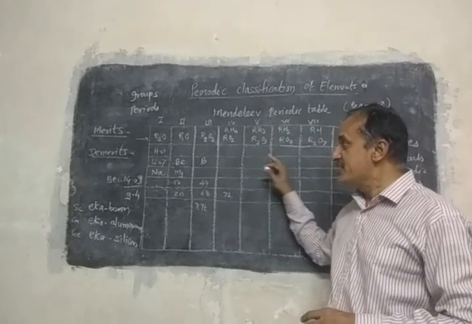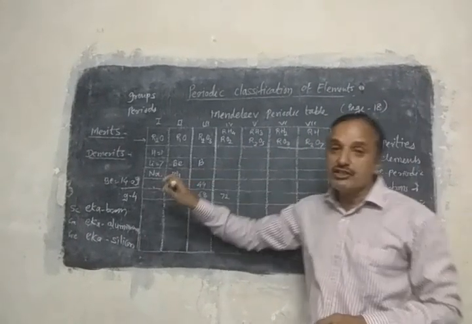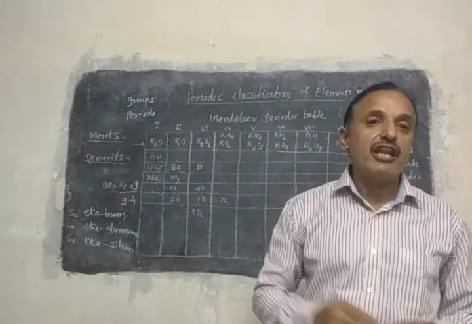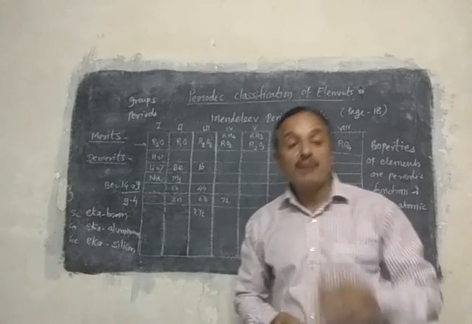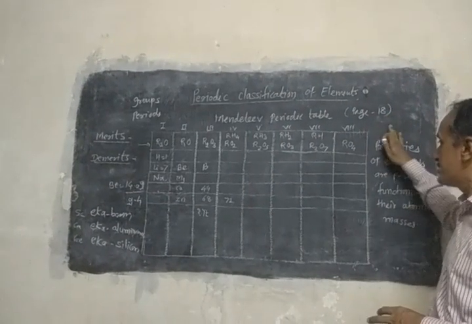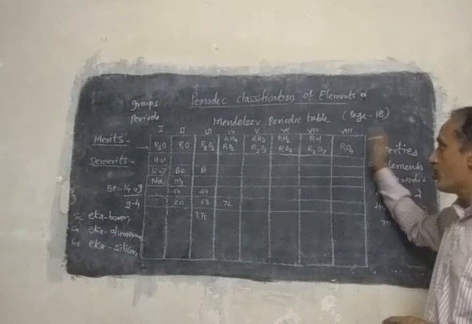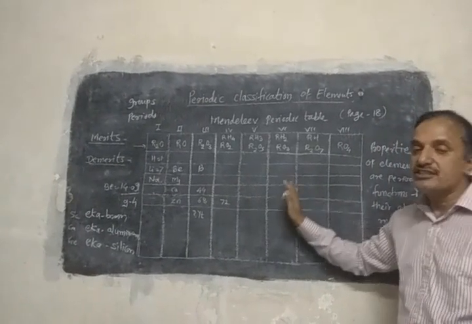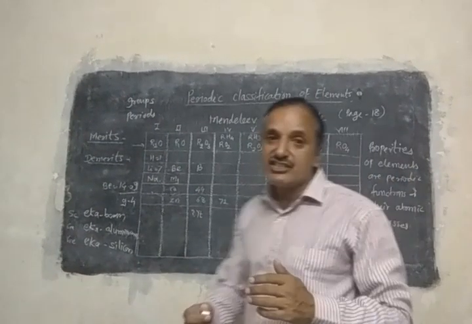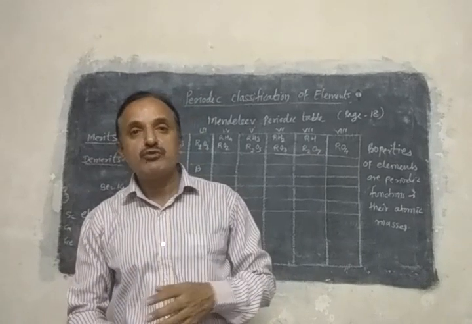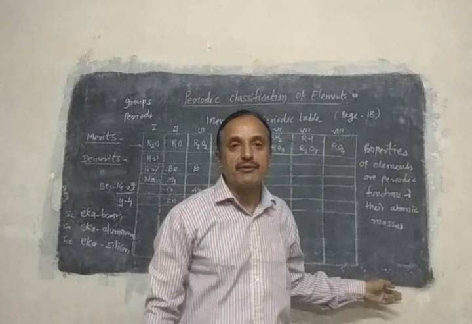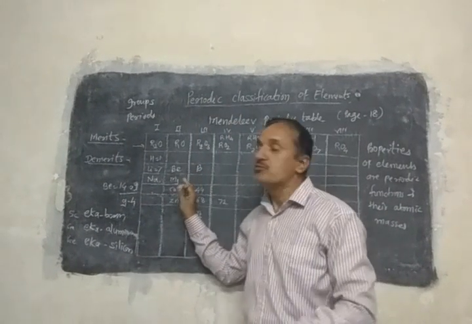So in that table we got the information about that. One more piece of information: when he made the table, at the last moment the zero group elements were discovered. So he just placed those elements on the right side here. He made one more column, and in that column he kept those elements. He gave a chance for undiscovered elements to be kept. For the zero group elements he gave a separate column. Like this we got the merits from this table.